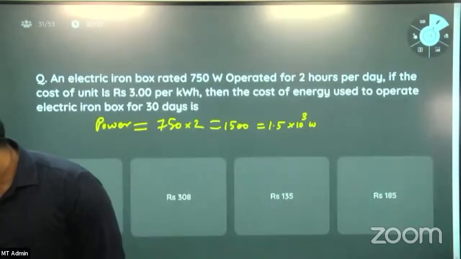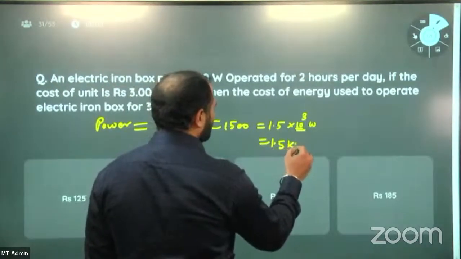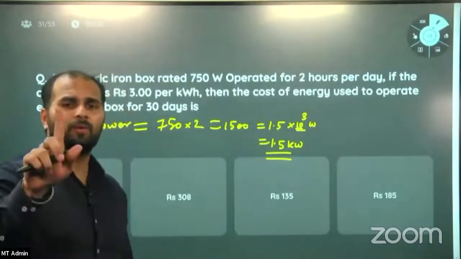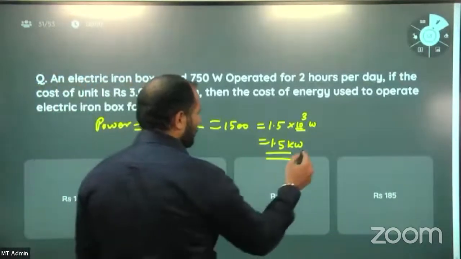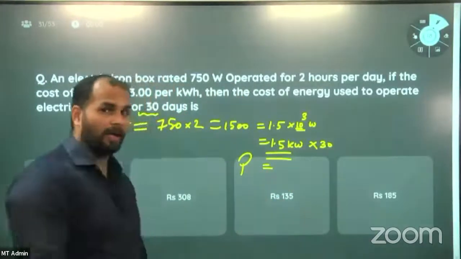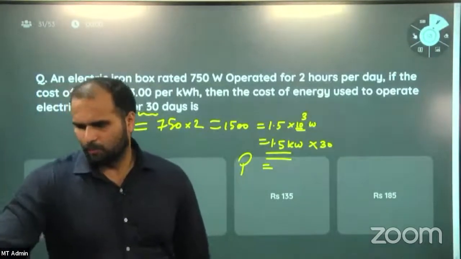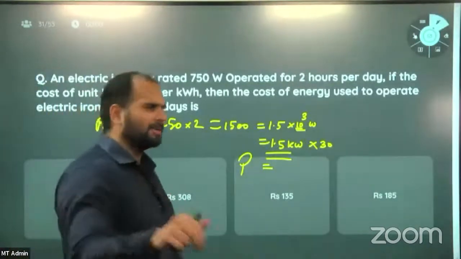Yes, 1.5 into 10^3 watts. Why into 10^3, sir? Because I want to write this in kilowatts. Now, this is nothing but the power which I am using for 1 day. Similarly, how many days I need to use this? I need to use this for 30 days. Means into 30, total power will be what? 30 into 1.5. Again, same logic. 30 ka half kitna hota hai? What is 0.5 of 30? It is 15. Yes or no? Very good. It is 15. So 15 plus 30 is what? It is your 45.